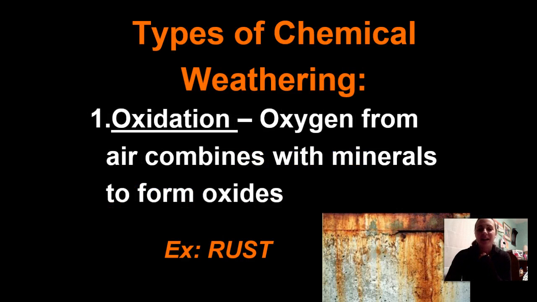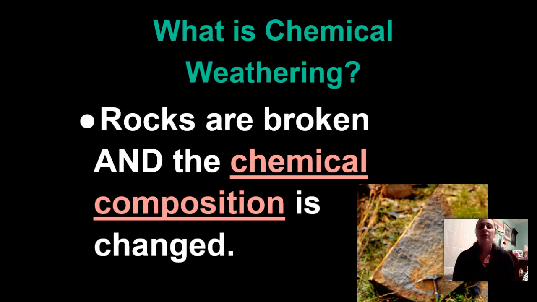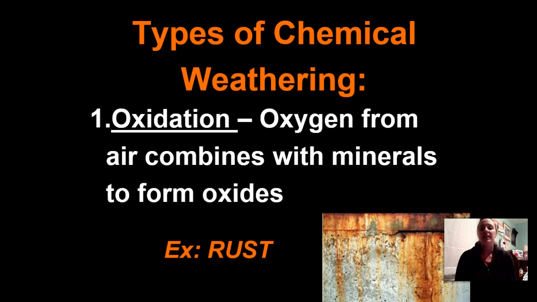Hi, and welcome back. We're going to learn more today about weathering, and we've already discussed the physical components of physical weathering. Today we're going to look at how rocks can change and break down chemically. So let's go back and look at what is chemical weathering. Well, chemical weathering is when rocks are broken down, but also the chemical composition of that rock changes. And we'll see examples of this.